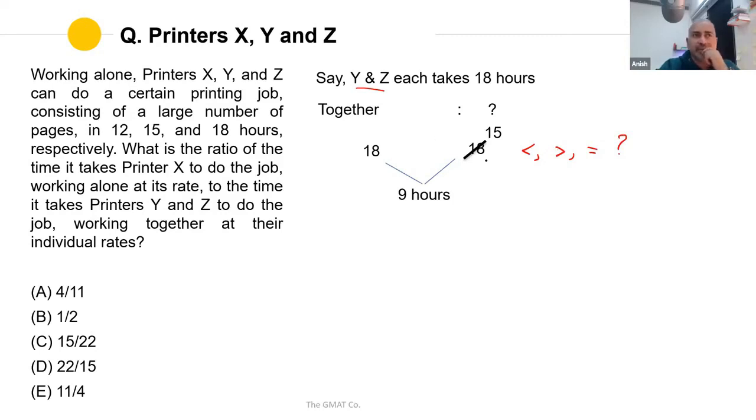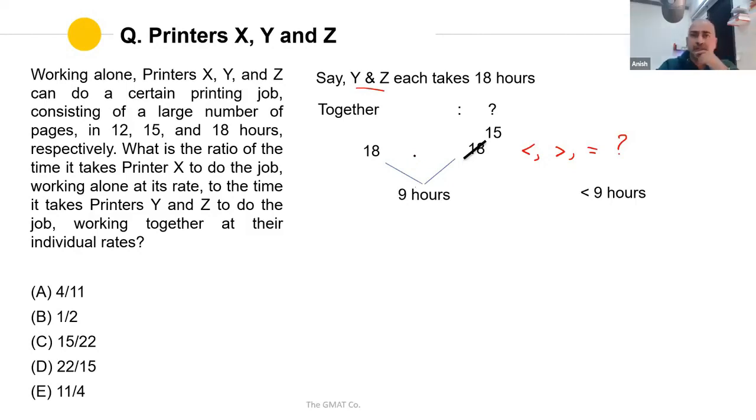Two machines that would have taken 18 hours each would have taken 9 hours. Now what have I done? I've replaced one machine with a faster machine. Right? A 15-hour machine would mean it's a faster machine. So by replacing with a faster machine, now they would take less time. Right? So Y and Z together would take less than 9 hours. This much I can realize just by figuring this much out.